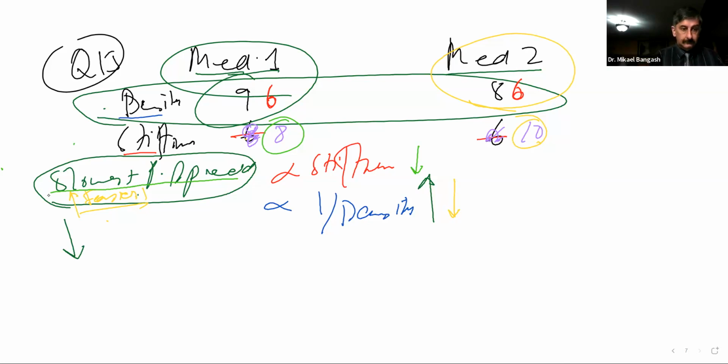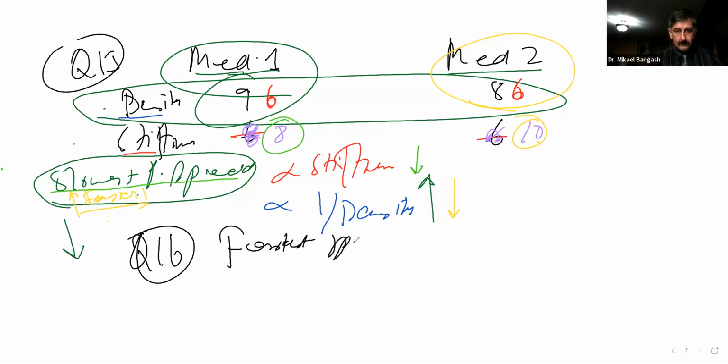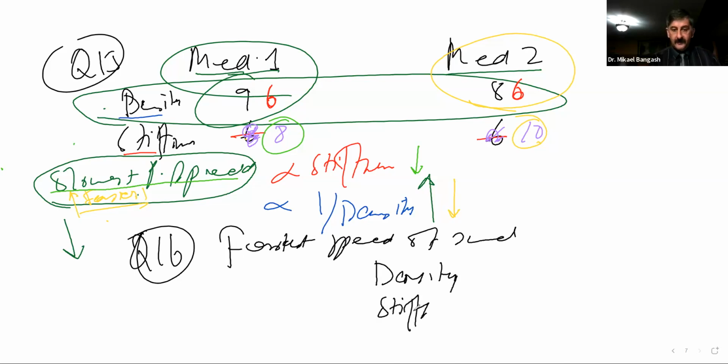Question 16. Which of the following characteristics will create the fastest speed of sound? We have just the two characteristics: density and stiffness.